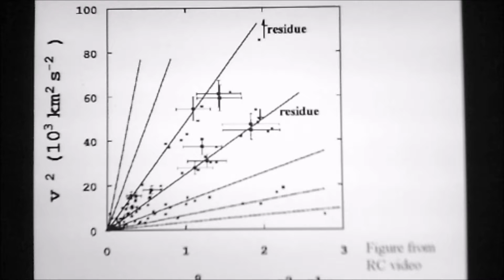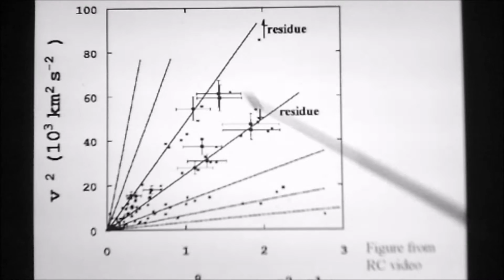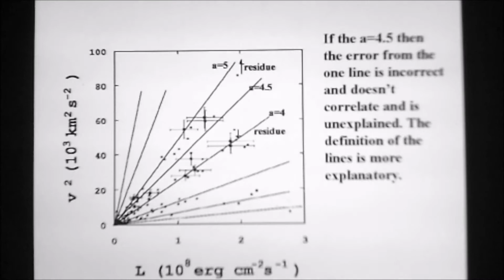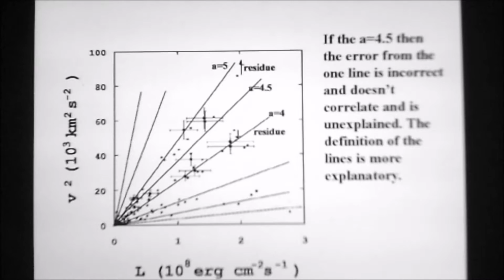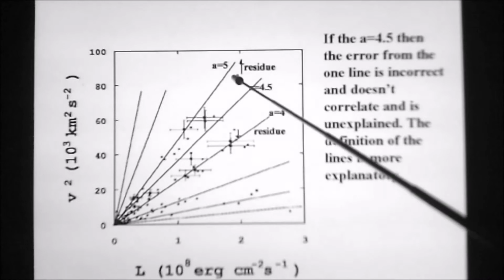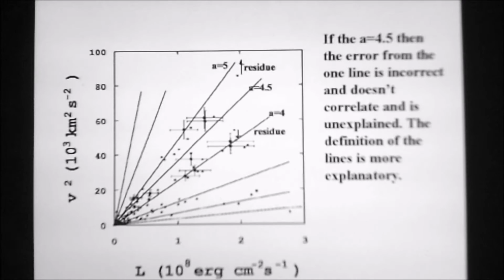We saw this in the RC video, where that is the residue we're talking about. I would note that if we want just one line, we take A equals 4.5, as was suggested in the RC video, and then we do the errors, and we see that the residue of some of these is going in the wrong direction. This makes it very difficult to explain the asymmetry.